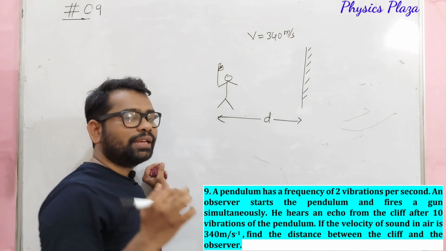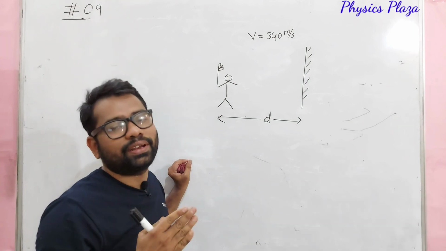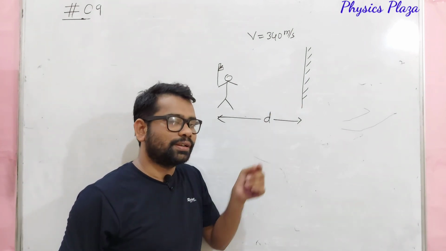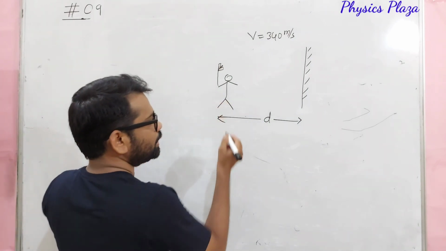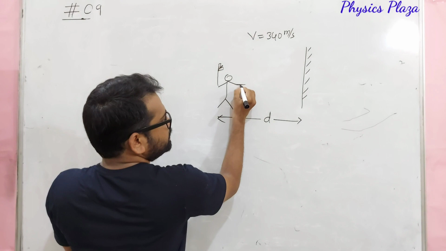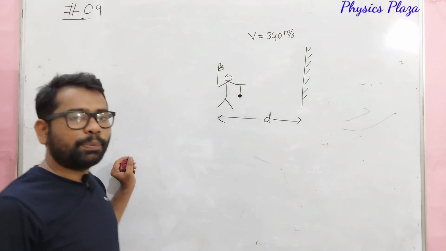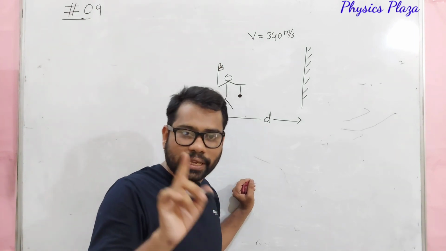But children, the thing is that the time for echo is not given and they are asking us to calculate the distance between the cliff and the person. But here one clue is given. At the same time, dear children, the person is holding a simple pendulum, and its frequency is given as 2 vibrations per second.